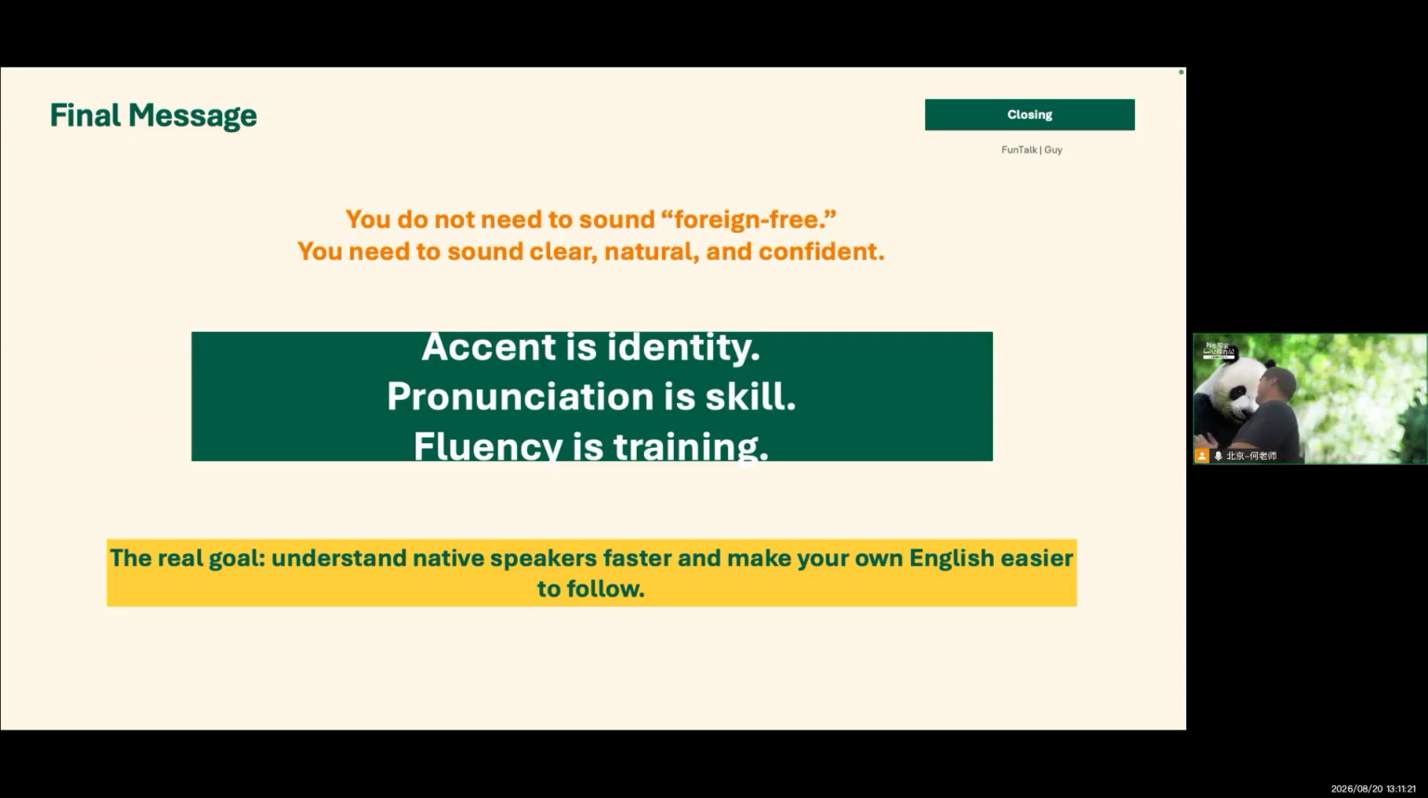Okay, so in conclusion, accent is identity. The T is not pronounced. Accent is identity. So no one is saying that you have to sound not Chinese, but you can sound Chinese with natural English, right? Pronunciation skill, fluency is training. Yeah, okay. That's all I have for today. Thank you.